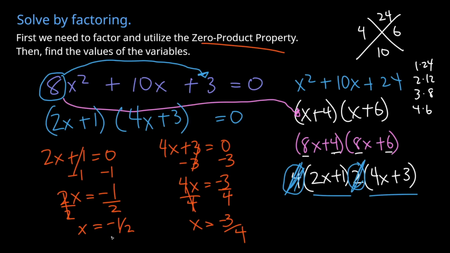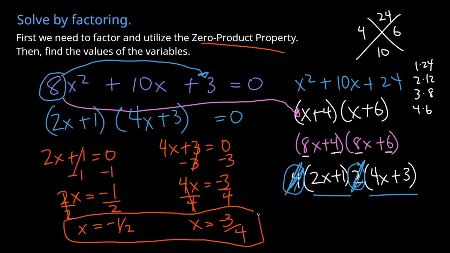So when we plug in negative 1/2 for x in this first factor, this will become 0 times something. So this will be a true statement. This 0 equals 0. When we plug in negative 3/4 for x here, this becomes 0. So we have 0 times some number equals 0, and that is a true statement. So our answer for this one is negative 1/2 and negative 3/4.